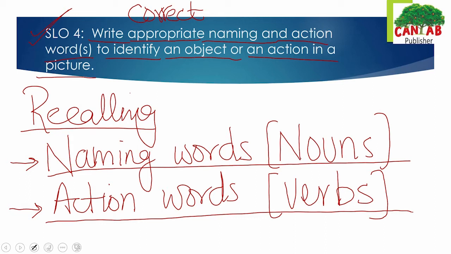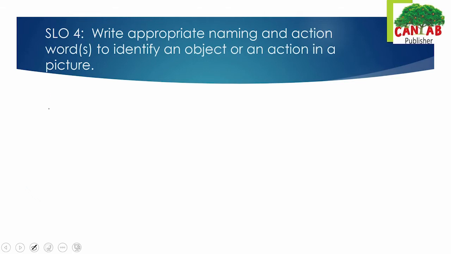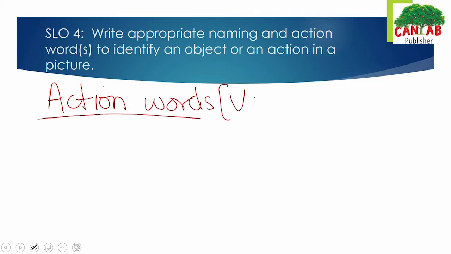So if we have to understand the SLO, that when we are going to write something correct about a naming or an action word, we need to know that we will be talking further about nouns and verbs. There will be some examples as well, so we'll go one by one. Let's talk about some action words. Action words, known as verbs.